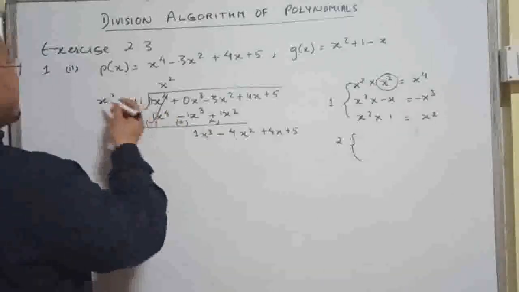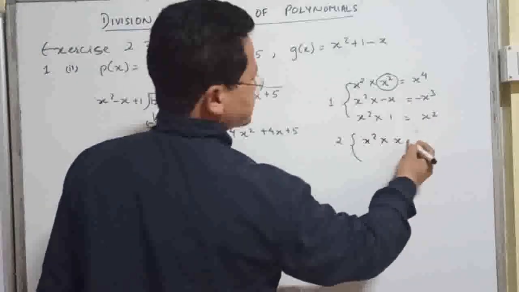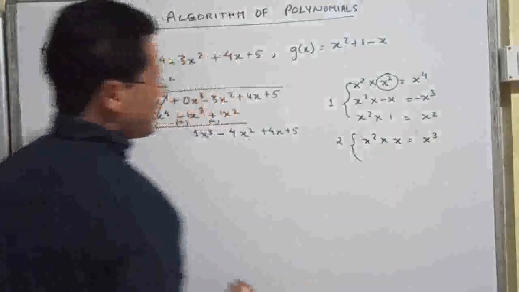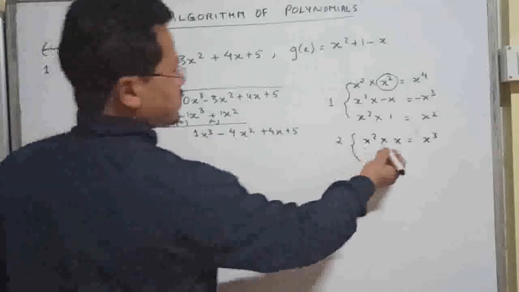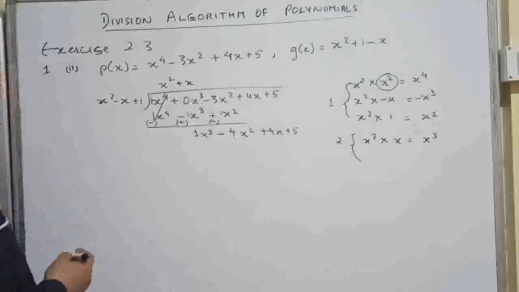So x cube and x square. So x square into x gives us x cube. We have a positive sign, so we also put a positive sign. So plus x is our quotient.